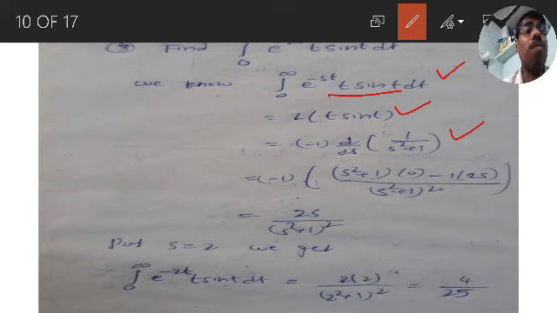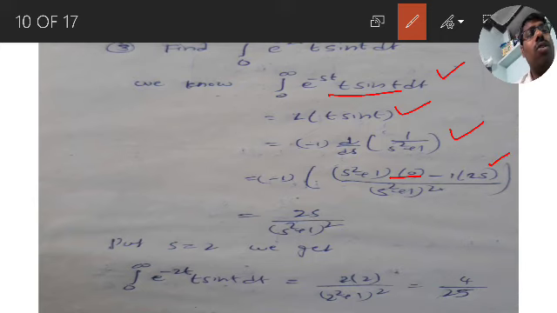Previously we did this type of problem. So d by ds by the u by v method: v into derivative of u minus u into derivative of v, by v square. That is s square plus 1 into derivative of 1, which is 0, minus 1 into derivative of s square plus 1, which is 2s, by s square plus 1 whole square. So minus into minus is plus, and the answer is 2s by s square plus 1 whole square. So this is the value of the integration.